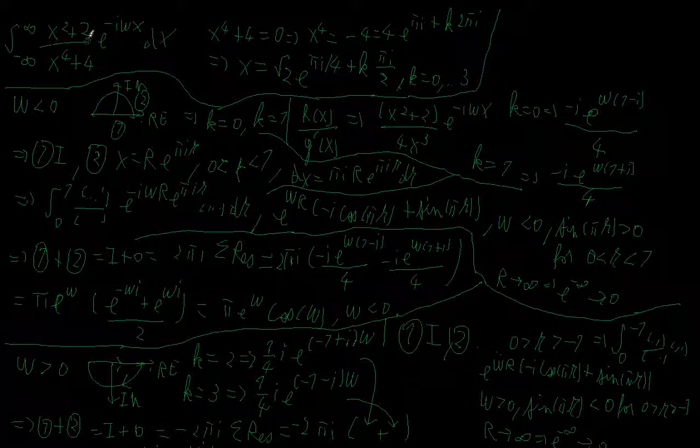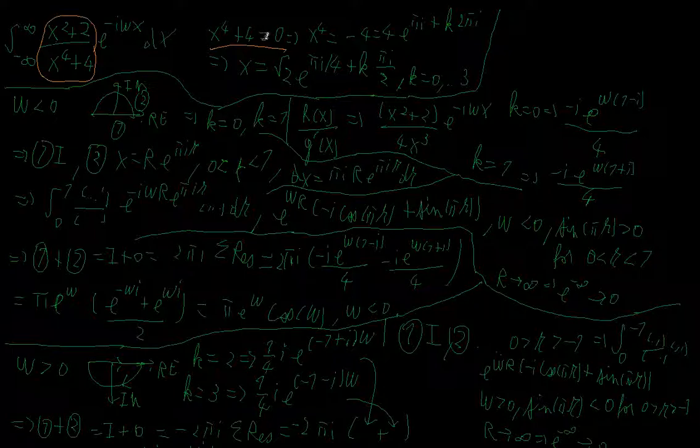So I want to take the Fourier transform of this function, x squared plus 2 over x to the fourth plus 4, and I want to do that using the residue theorem. So first, again, I will try to find the poles, so the regions where I would divide by 0 in the denominator. So I set the denominator, x to the fourth plus 4, equal to 0.